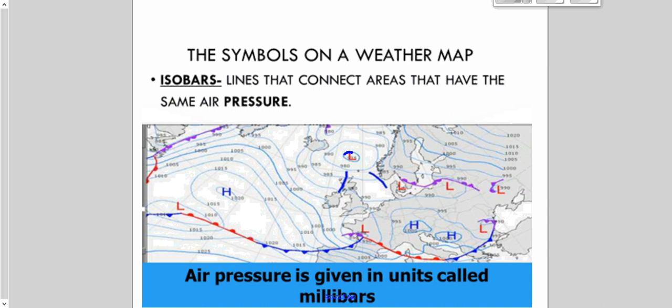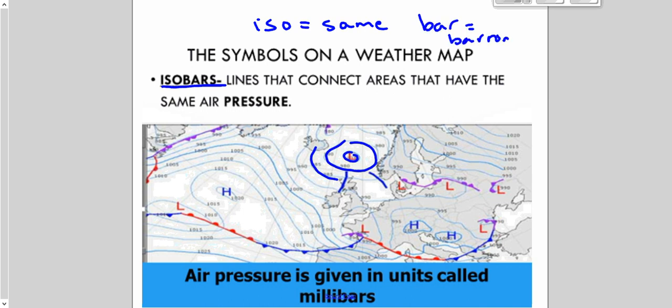You'll also notice that on this particular map there are several little lines in blue around each of the systems. These are lines that connect areas of the same pressure. They are called isobars. The word iso means the same, and bar comes from the word barometric pressure, which talks about the air pressure that we have. So we have areas of the same air pressure together.